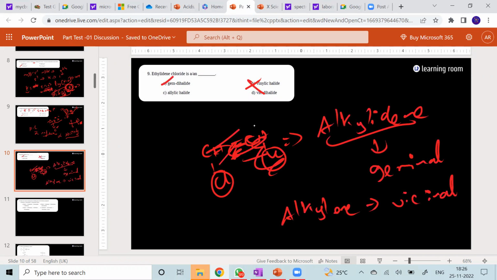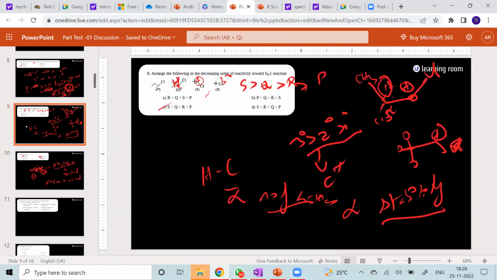Sir, in the 8th question, like the previous question, in R structure, more hyperconjugation is there because there are 3 alpha hydrogens, right? No. If I look into this structure, this is your carbon and this is your alpha carbon. This carbon is your alpha carbon.